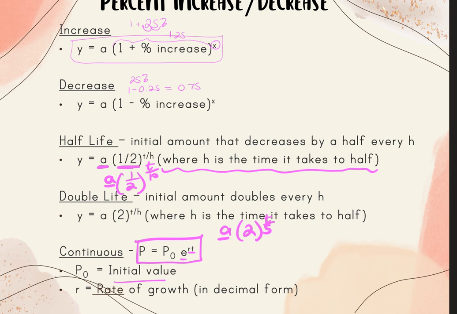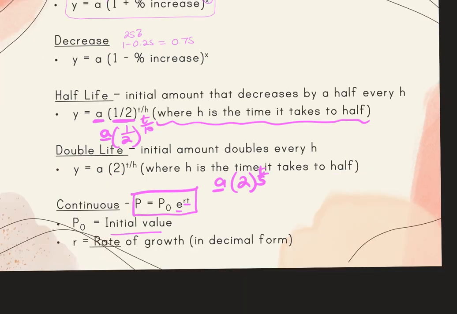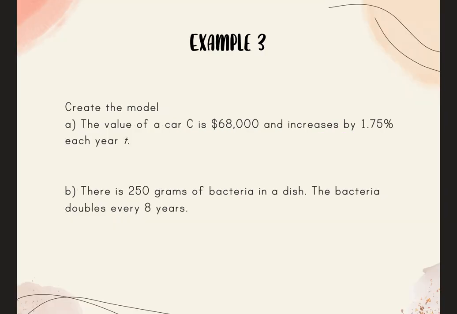So all of these, if we're keeping track of a reference sheet, all of these go on our reference sheet: increase, decrease, half-life, double life, and continuous. Okay. All right, so they'll look something like this.